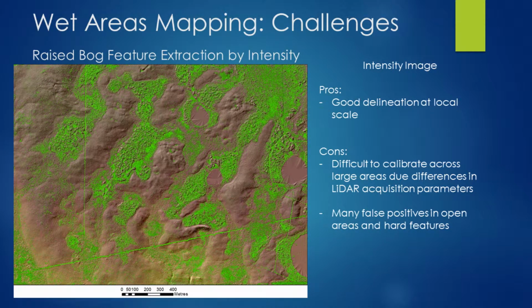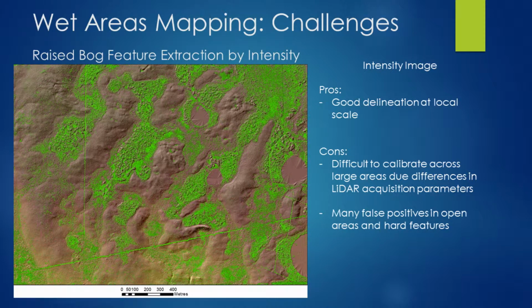What you see in green, sorry, is the intensity-based bog feature extraction. It did a fairly good job within a small scale. It did great. But as we started to expand this across larger areas, it started to fall apart, again for the reasons I previously mentioned about calibration. As well, when we're looking at intensity values and trying to classify them out, there are other features that can share the same intensity ranges.